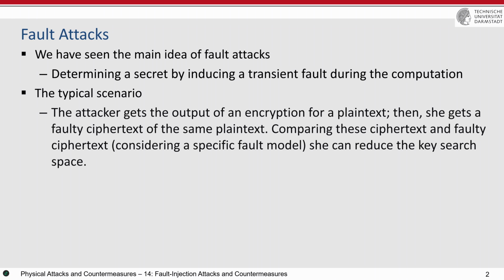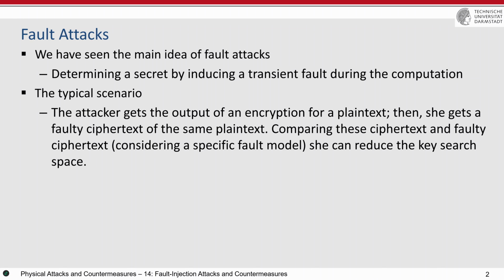But what are the typical scenarios to perform the attack? The attacker gets the output of an encryption for a plaintext, and then she gets a faulty ciphertext for the same plaintext while inducing the fault. It means that once you get the fault-free output, that we usually call clear ciphertext or correct ciphertext. And the other ciphertext that you get is a faulty ciphertext for the same plaintext. It means that you need to give one plaintext to the system at least two times. Once without any fault injection and the second time when you are inducing the fault.